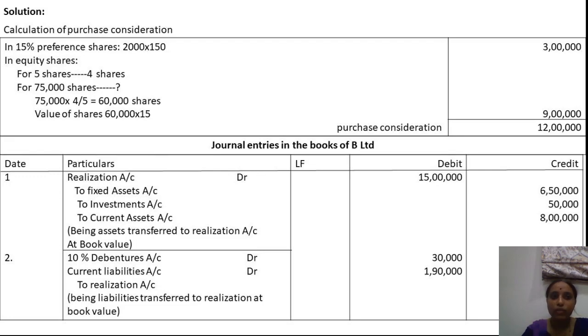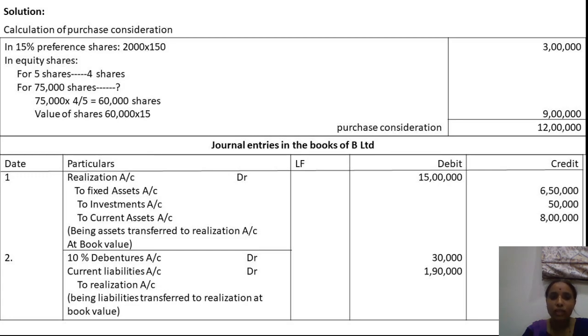In equity shares, they said that for 5 shares held in B Limited, 4 shares are provided by A Limited. So for 75,000 shares held in B Limited, how many shares have to be issued by A Limited? That is 75,000 into 4 by 5, which is 60,000 shares. The value is 15 rupees each, so 60,000 into 15 rupees, the total amount is 9 lakhs. So purchase consideration is 3 plus 9, that is 12 lakhs rupees.